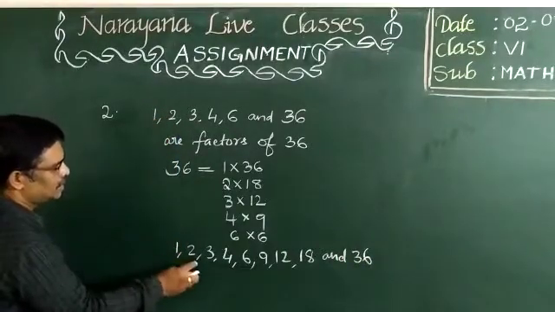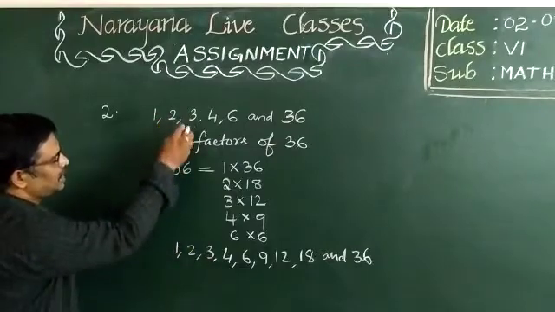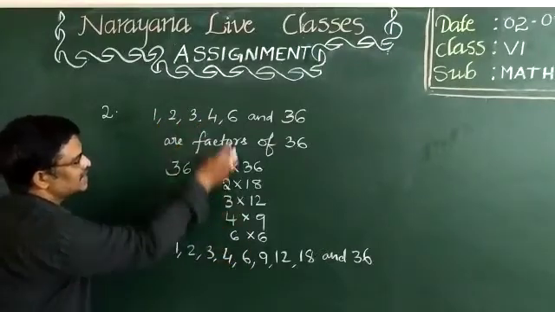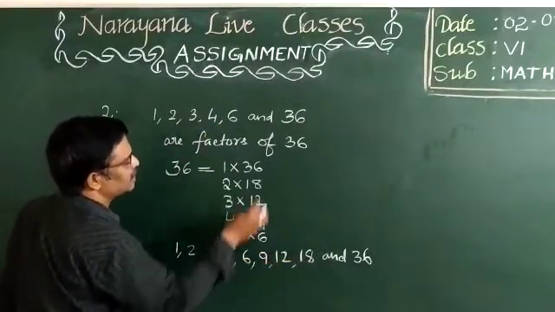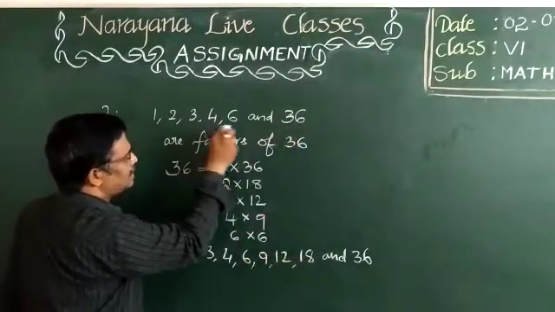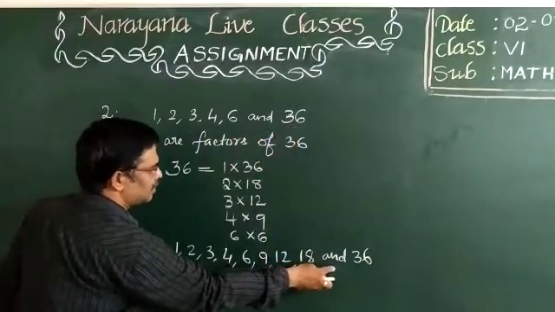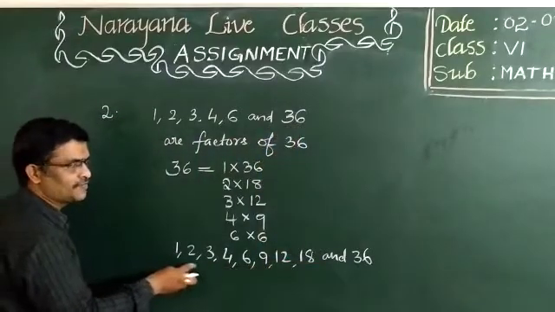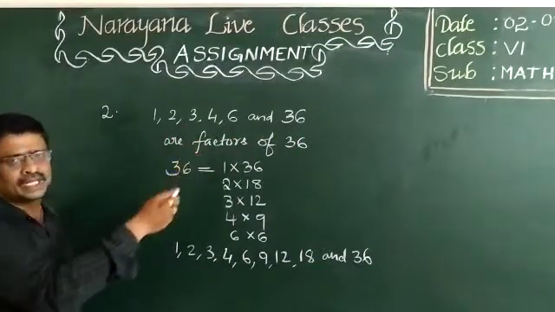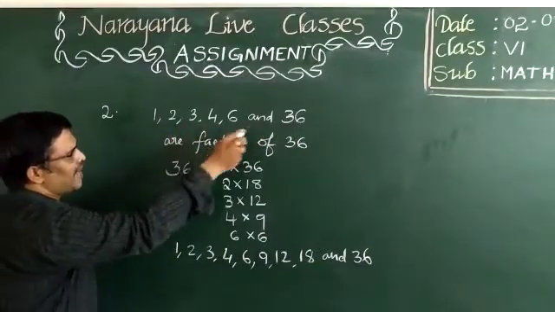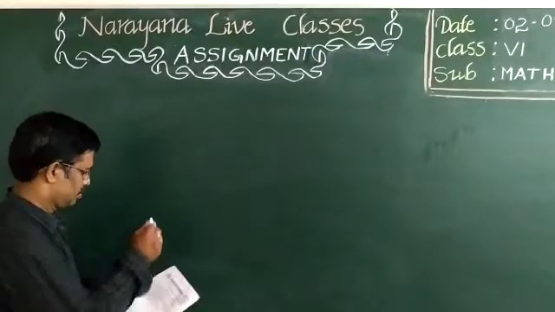1, 2, 3, 4, 6. Some they may have left: 9 and 12 they didn't give, 18 was not given, and 36. So all these given numbers are in the list of factors of 36. So all these numbers divide completely. Therefore, these are factors of 36.